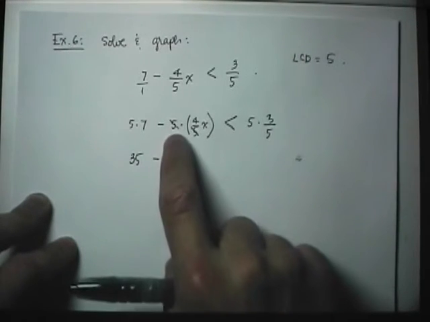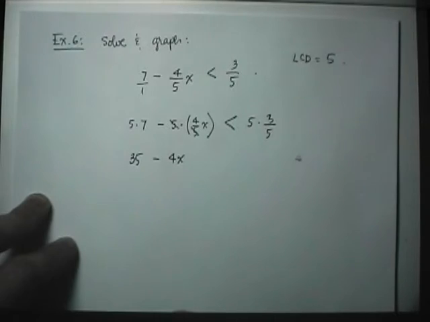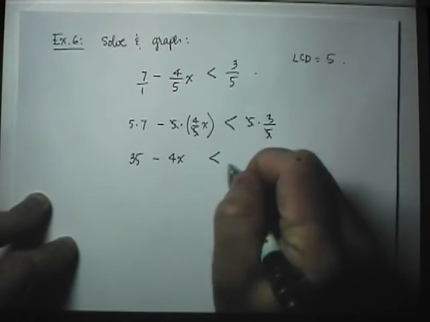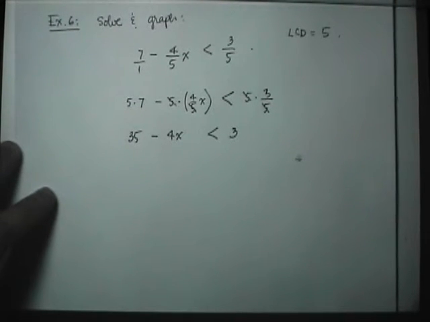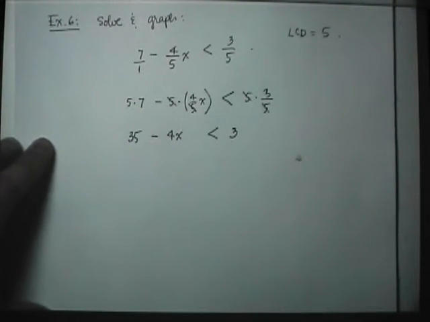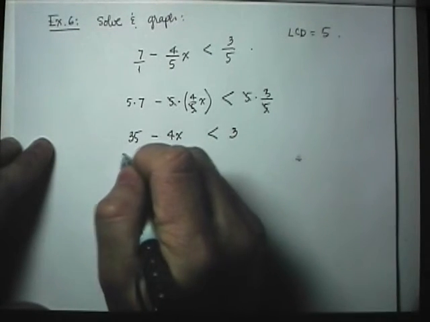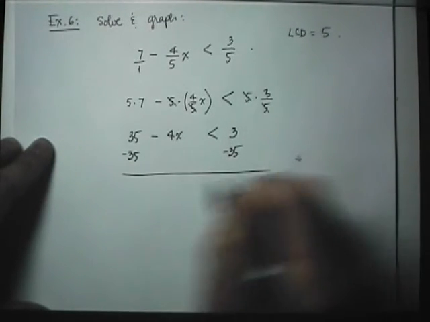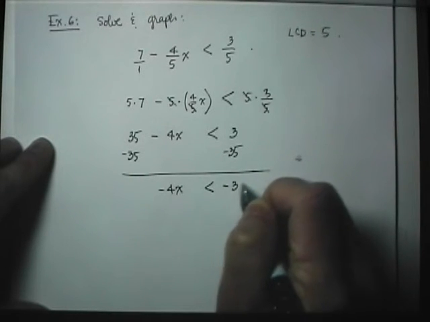And once again, if you're not sure about your fraction cancellation skill, you also need to review that skill. Less than, here my 5 cancels with the 5, less than 3 on the right hand side. So now my inequality turns out to be much nicer than it was before. To solve for x, I simply subtract 35 from both sides, and that gives me negative 4x less than negative 32.